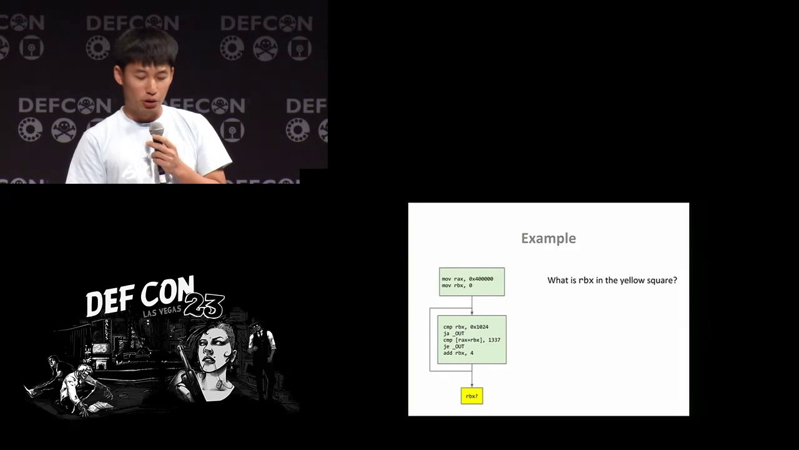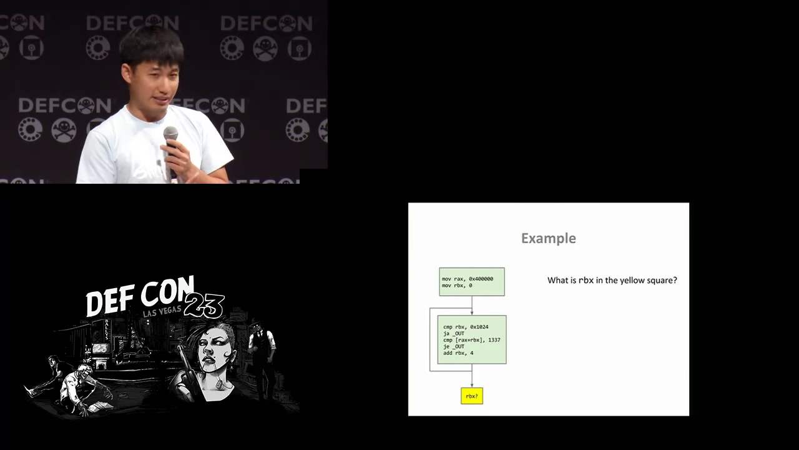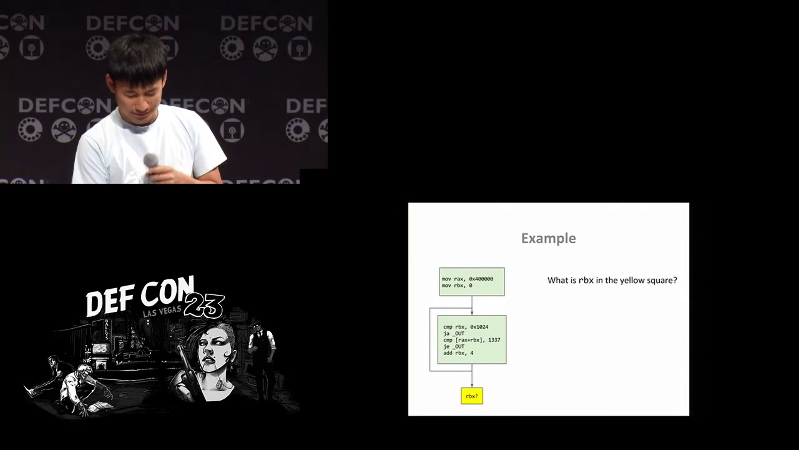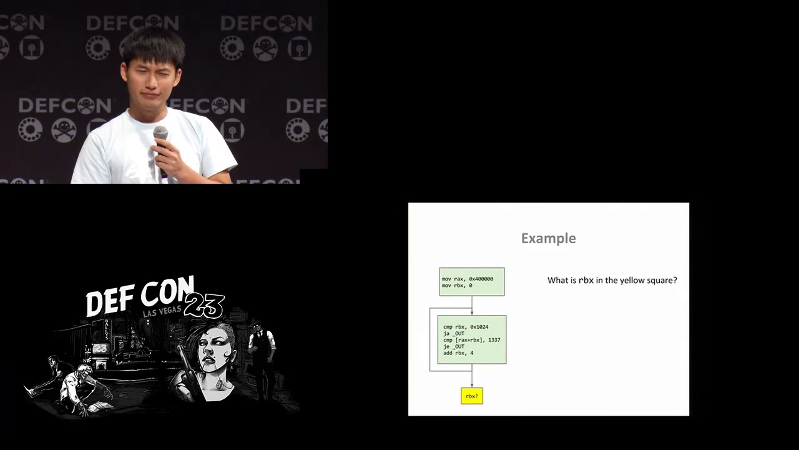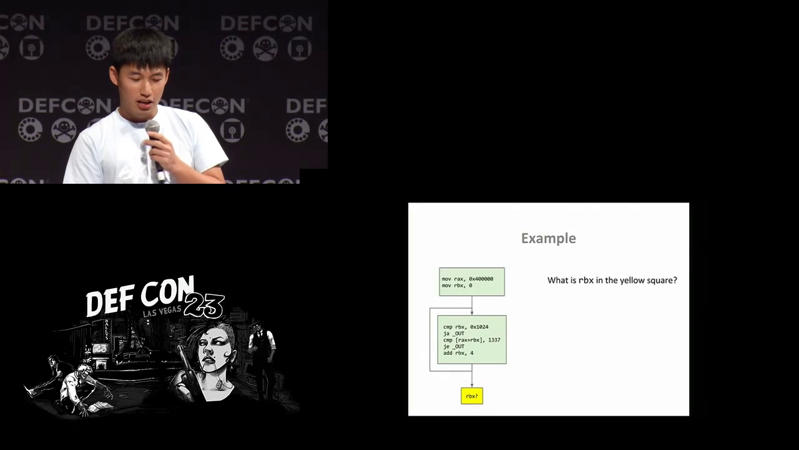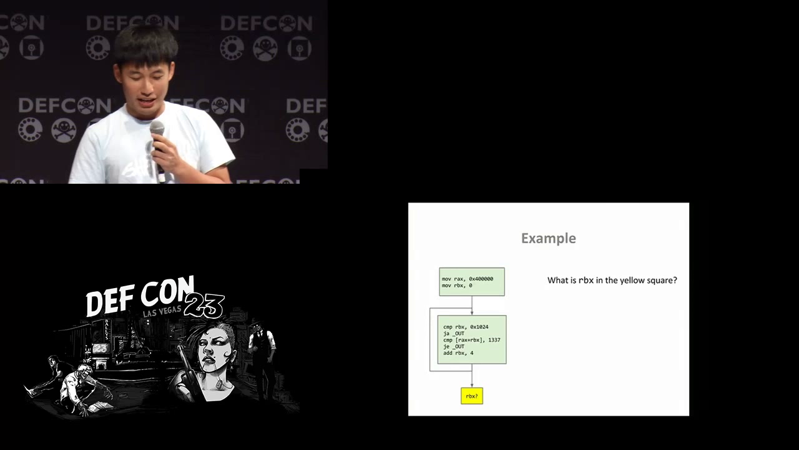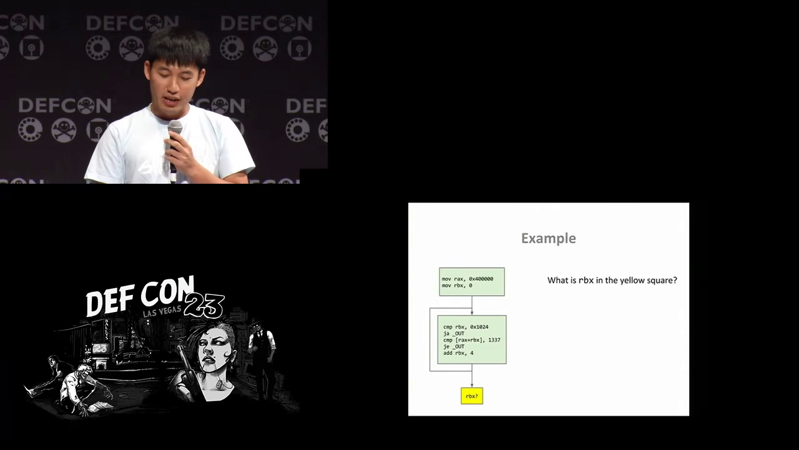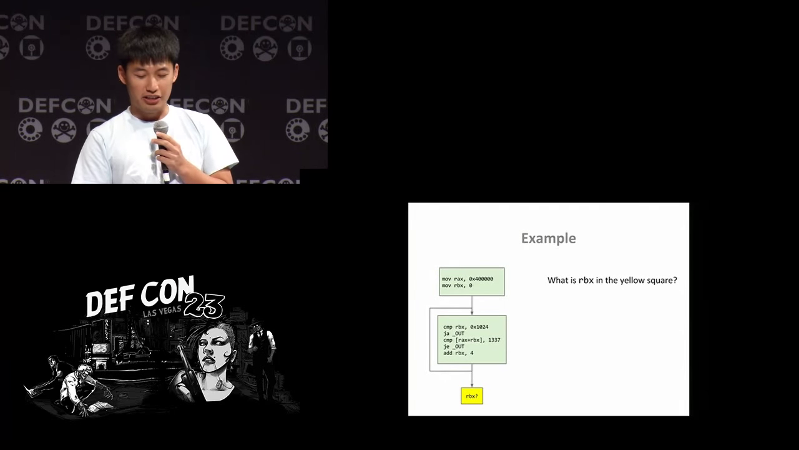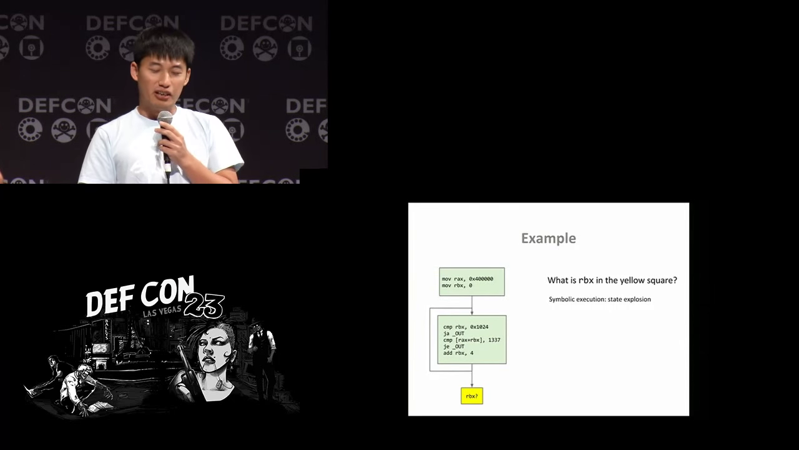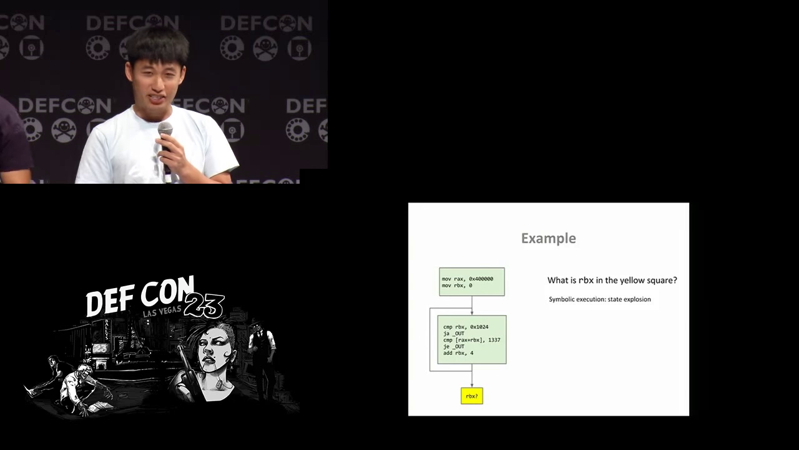Here's an example of what the value set analysis looks like. Here's a piece of x64 assembly. Try hard to read it. You have 5 seconds. Okay, great. I think if you know assembly, you have already understood this program. And now we want to say, what is the RBX in the yellow square? Do we know it? No, we don't. In symbolic execution, as Yan said, we just keep executing it.